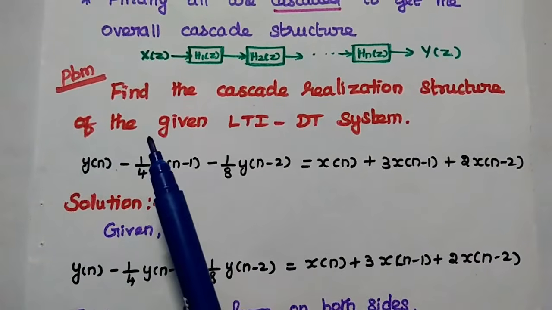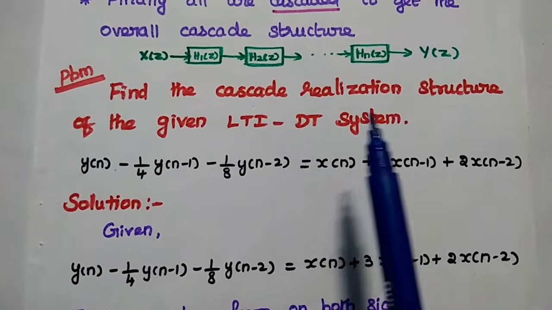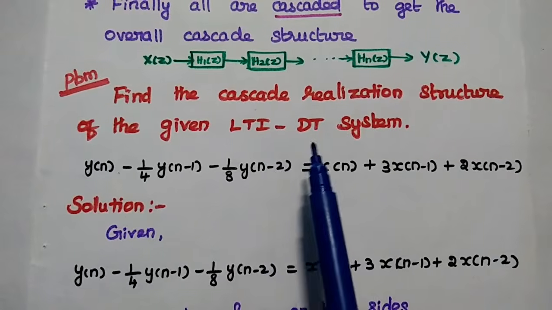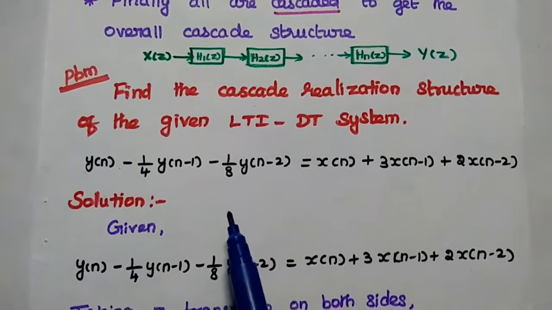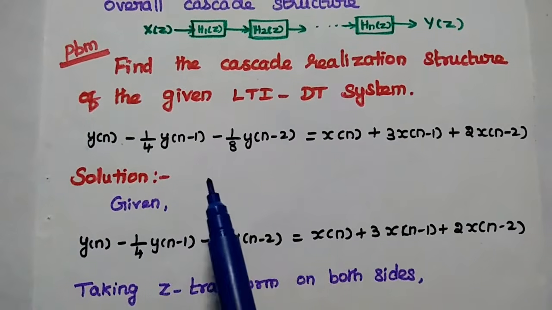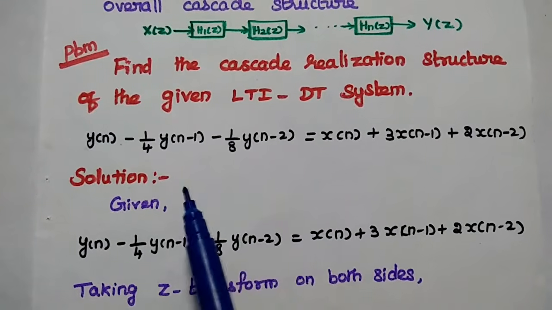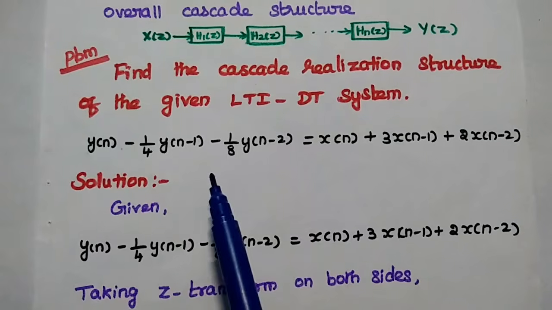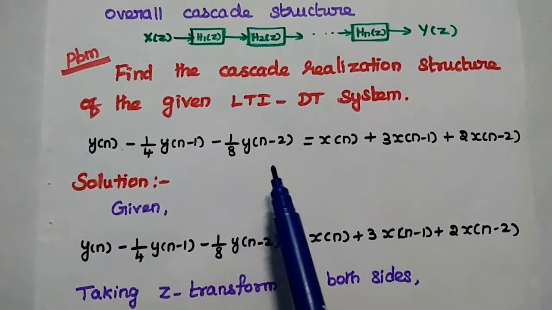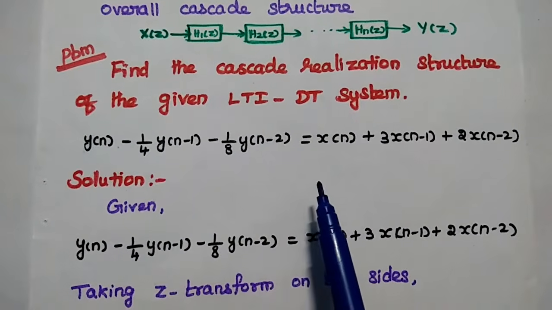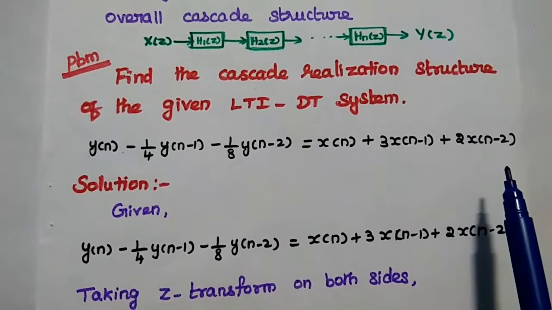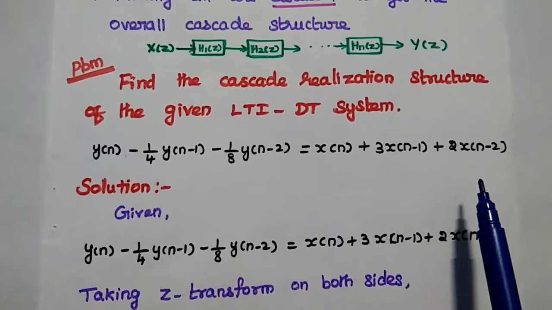So here the problem is to find the cascade realization structure of the given LTI discrete time system. The system is described using the difference equation y of n minus 1 by 4 y of n minus 1 minus 1 by 8 y of n minus 2 is equal to x of n plus 3 x of n minus 1 plus 2 x of n minus 2.